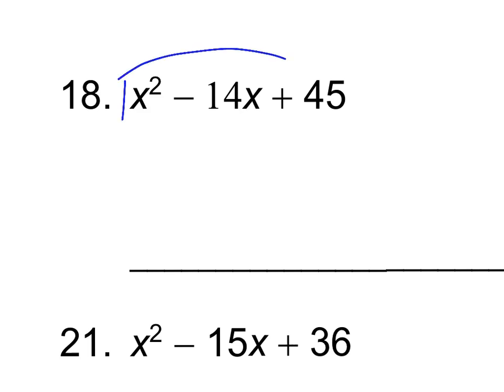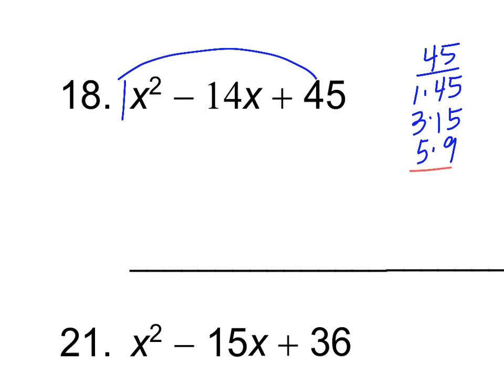So 1 times 45 is 45. 3 is 3 times 15. 4 doesn't go in evenly, and 5 times 9 gives me 45. 6 doesn't go in evenly, neither does 7 or 8, and the next number would be 9. I'm looking for the pair that add to be 14. So my pair that adds up to be 14 are the 5 and the 9.